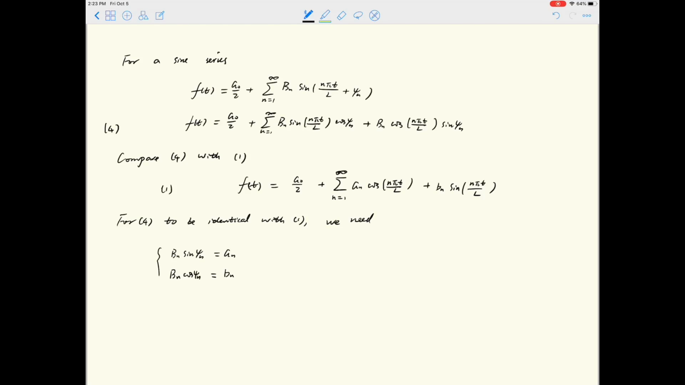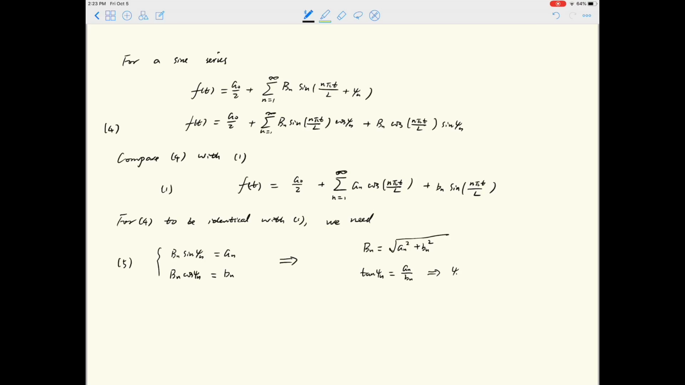Right? We need these equations to hold. Let's call it equation 5. Now, from this set of equations, we obtain that capital Bn, again, is just the square root of an squared plus bn squared. And the tangent of psi n is an over bn.